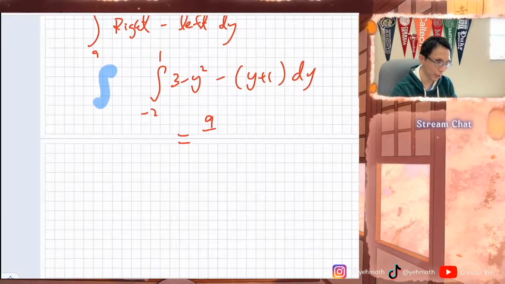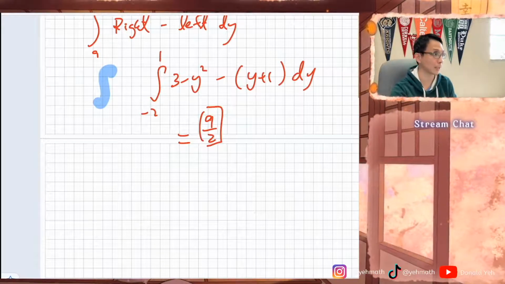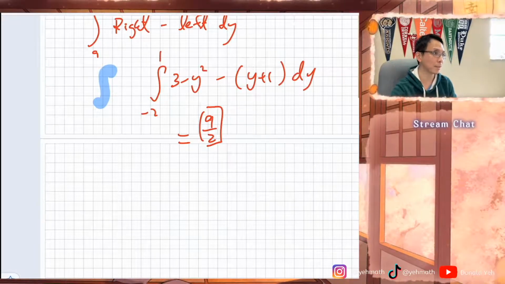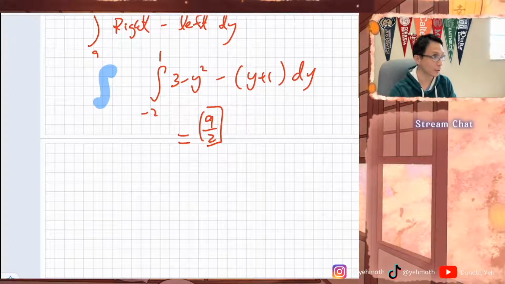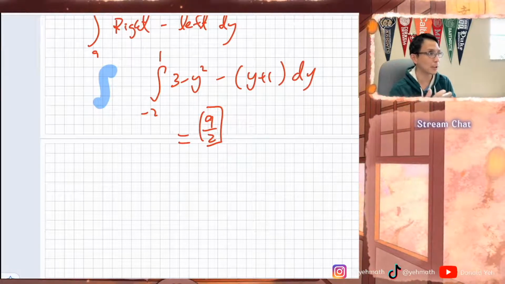I'm not worried about you working it out. I'm more worried about you setting up an equation correctly. If you're setting up an equation correctly, then you're going to get a right answer. So you end up to get 9/2. Same region as the other one.